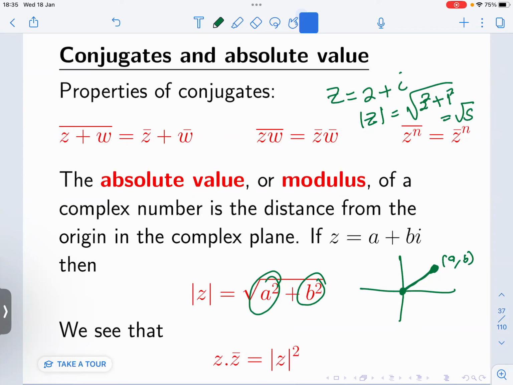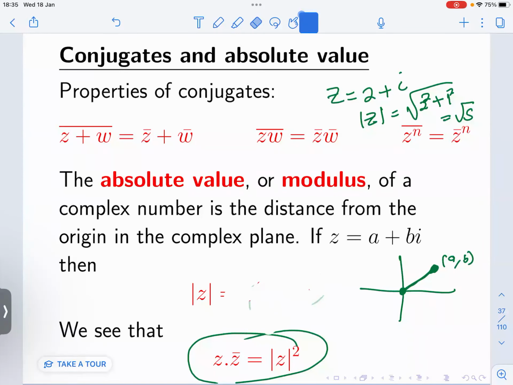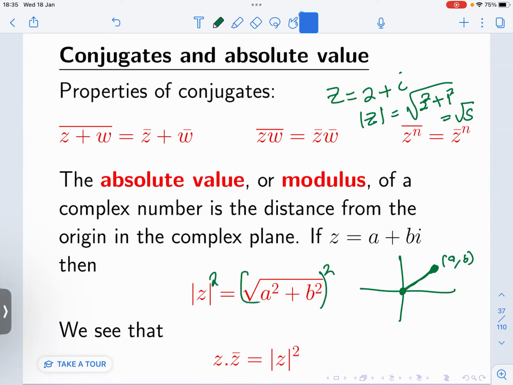There are several other properties of the conjugate, but in this case we'll just show that these results hold. From this point, if you take the square root on both sides, we see that the left-hand side will be the modulus of z, and then we take this to the power 2. Then this gives us a squared plus b squared. And you get the same result if you take the product of z with its conjugate.